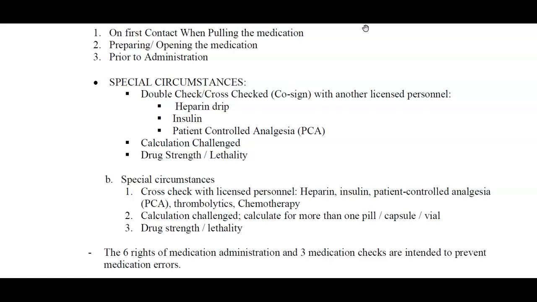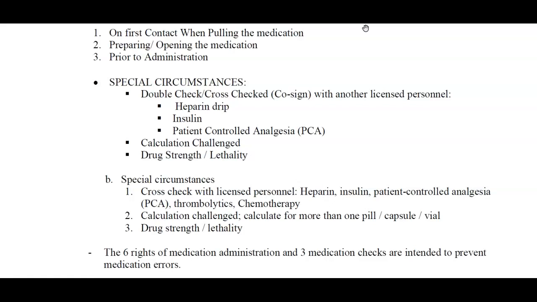Now, for the purposes of this class, medications that are cross-checked or co-signed with another licensed personnel will be heparin, insulin, PCA, thrombolytics, and chemotherapy. Now, some people would wonder, does that mean that every time I give a controlled substance such as hydrocodone or a pain medication, I need a co-sign? No, you don't have to all the time. It's just for PCA or patient-controlled analgesia.